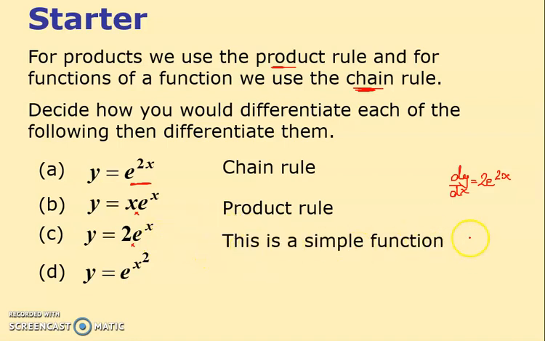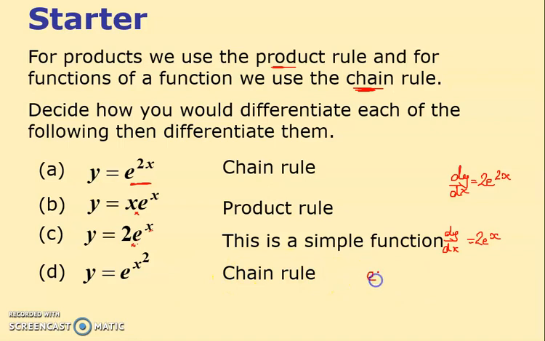This is a simple function, there you go. So dy by dx here, the e to the x, if I differentiate, it stays the same. So the answer is 2e to the x. It didn't even change, there you go. And y equals e to the x squared, well, this is a chain rule again.